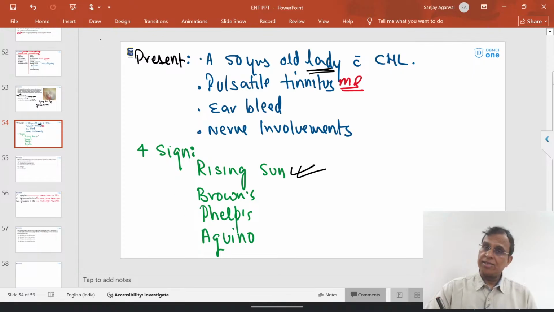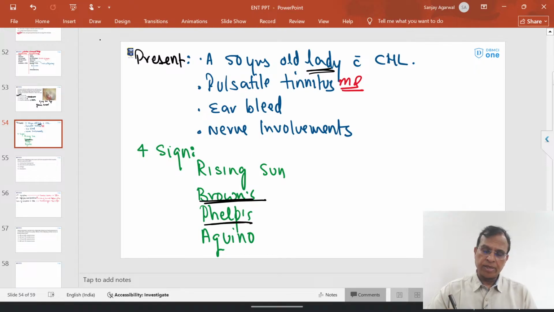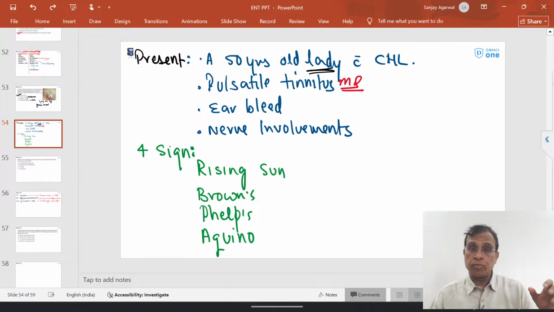One of them is rising sun sign, वो एक choice था. Brown sign can be there, Phelps sign can be there, Aquino sign can also be there. And because glomus tumor is also a benign tumor, इसमें भी surgery करते हैं, surgery.